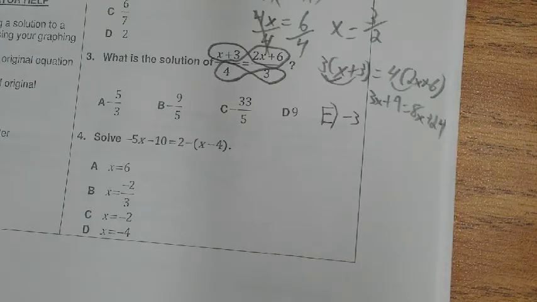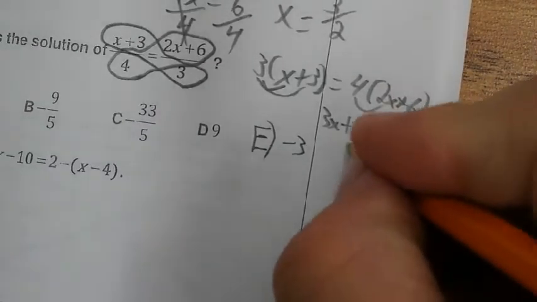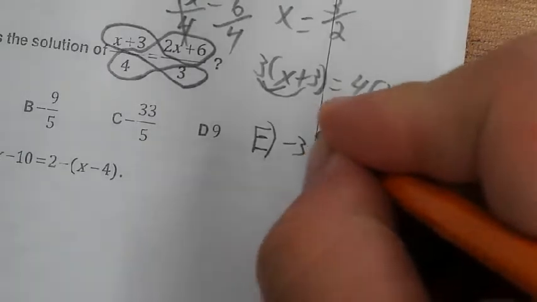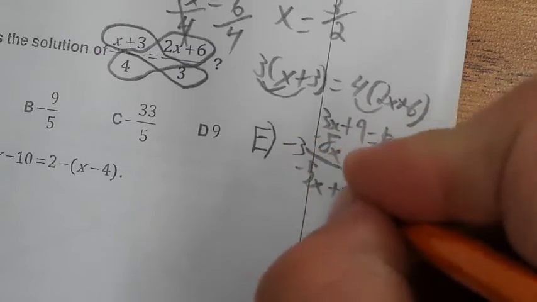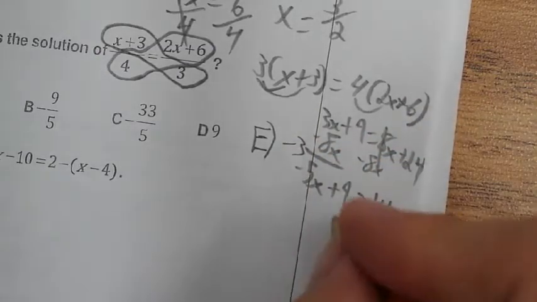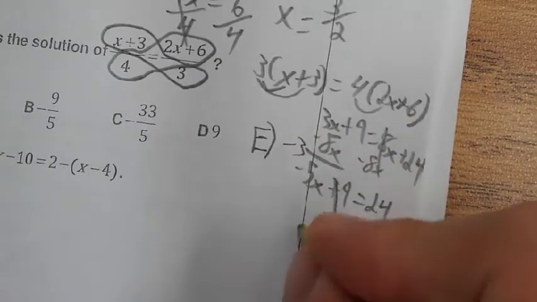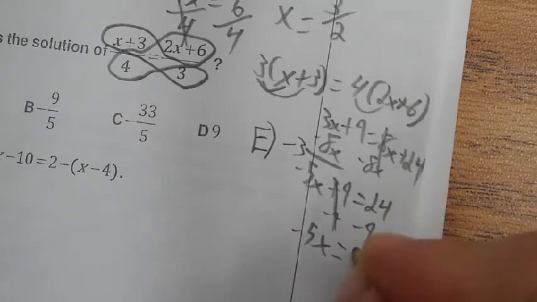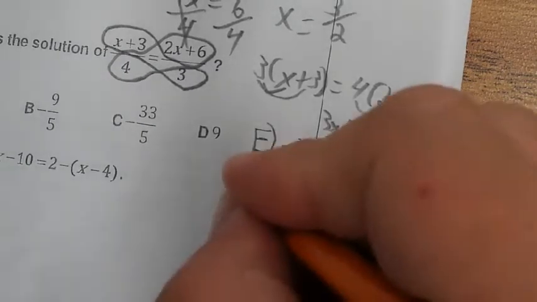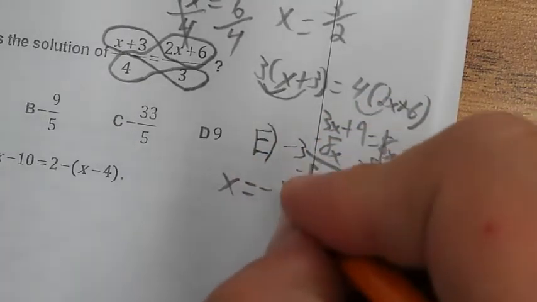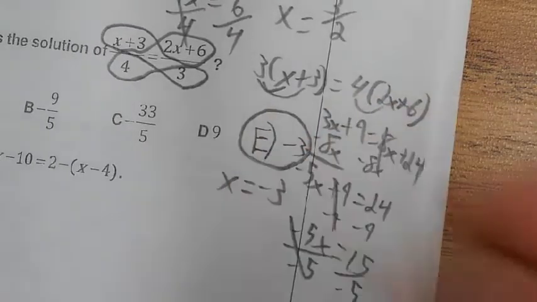You combine your like terms. I'm just going to subtract 8x. You can do whatever you want to do. That makes it -5x plus 9 equals 24. Subtract 9, -5x equals 15. Divide by -5, you get x equals -3. So once again, that one should have been E.